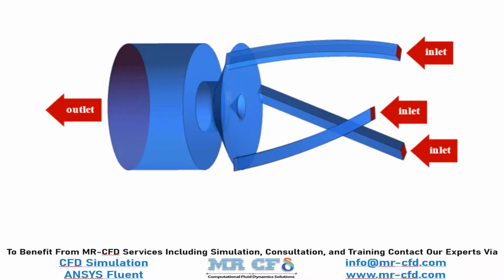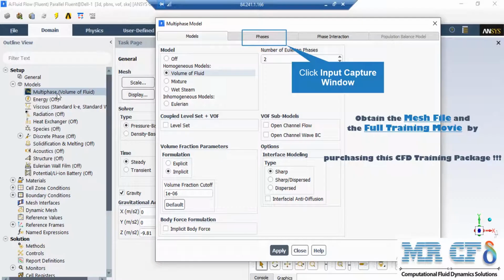The 3-dimensional geometry of the present model is designed by Design Modeler software. There are 3 ducts with a square cross-section for water flow, a conical shaped area, and a cylindrical chamber. Now, in order to define the 2 phases of air and water for the software, we double-click on the multiphase model, and then in the appeared window, we select Volume of Fluid Model. After that, under the number of Eulerian phases, you can see that we have added 2 phases.